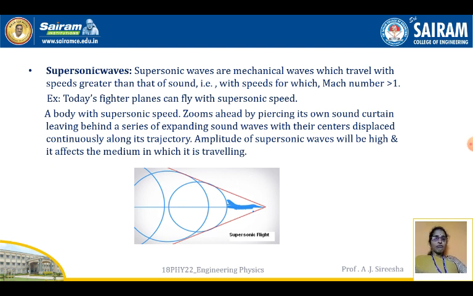The fighter planes that move with a very high speed are called supersonic flights. A body with supersonic speed zooms ahead by piercing its own sound curtain, leaving behind a series of expanding sound waves with their centers displaced continuously along its trajectory. The amplitude of supersonic waves will be high and it affects the medium in which it is traveling.